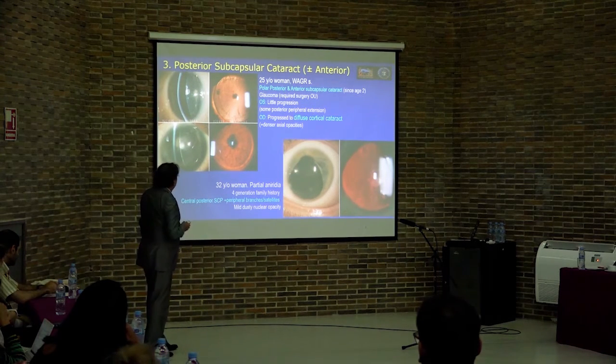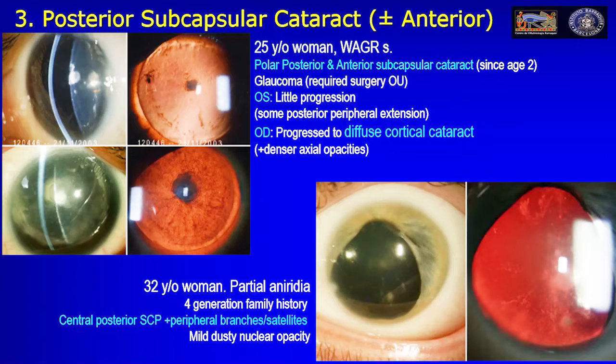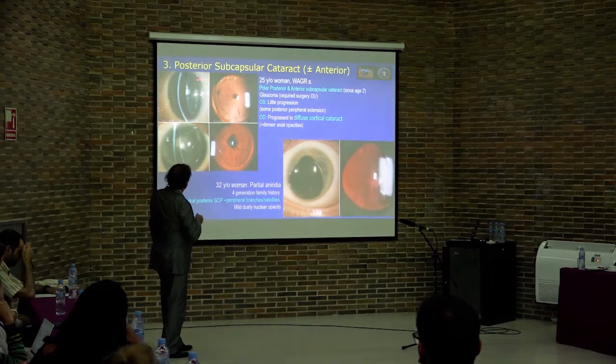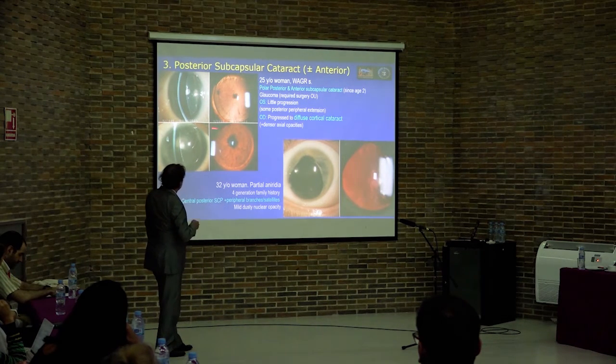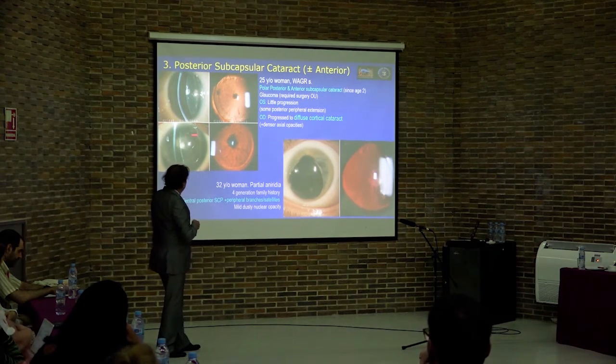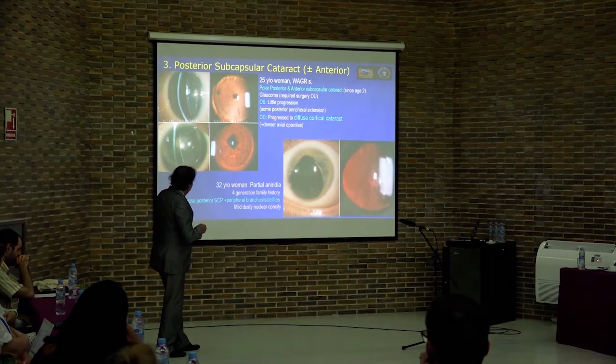Then we have cases with more larger involvements, like these cases which have more posterior but also anterior subcapsular cataracts. This is a 25-year-old woman with Barraquer syndrome, and we have both posterior and anterior subcapsular and polar cataract since age 2. This is, I think, an earlier picture, and then this is years later. The left eye had little progression, but with the right eye, which is here, we had this more diffuse cortical cataract with denser axial opacities.